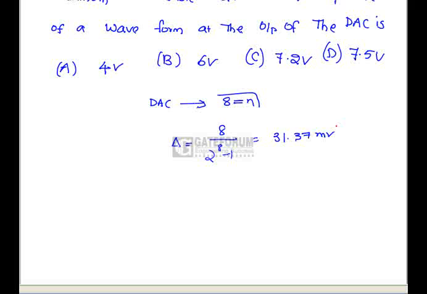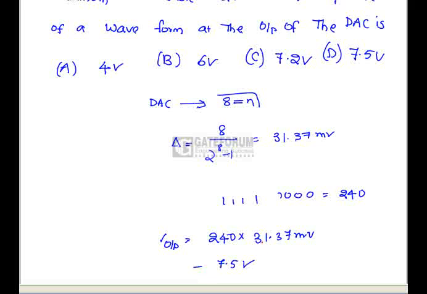So the D2A converter having 8 inputs, the least significant 4 bits are zeros and the upper 4 bits are ones, which is approximately in decimal equal to 240. So the analog output voltage V output equals 240 into 31.37 millivolts, which is equal to 7.5 volts, which is option D is correct.